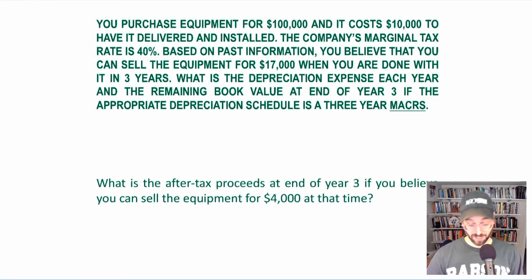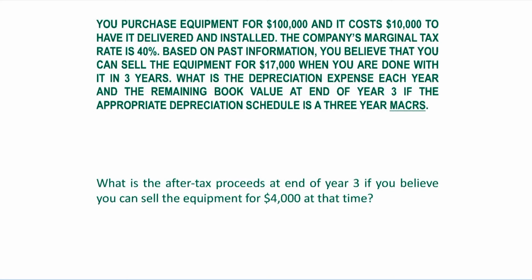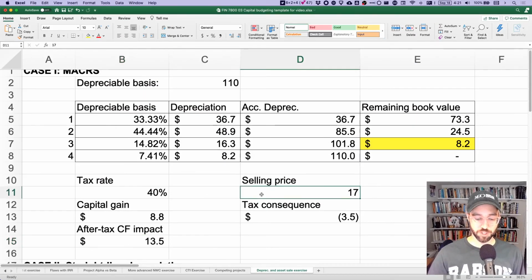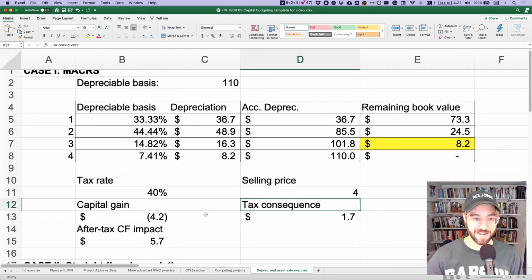So we've got a couple more examples on the slides. Suppose, for example, that you think you could sell the equipment for $4,000 instead of $17,000. And assuming that we've written our formulas flexibly, we should just be able to plug in a 4 as the selling price. Now what's happened?